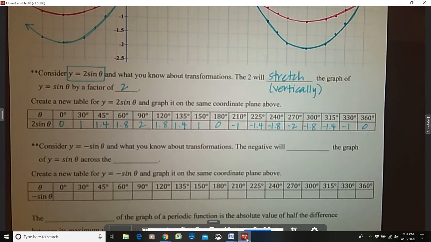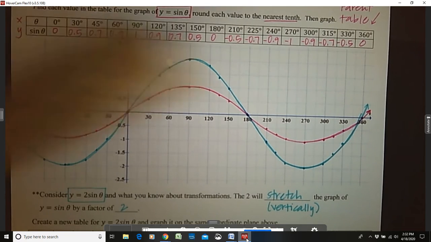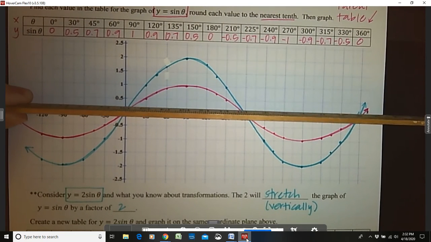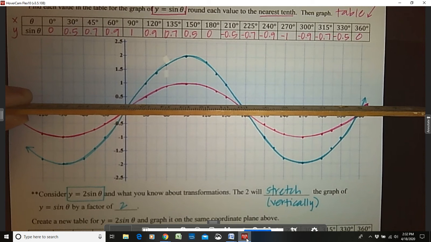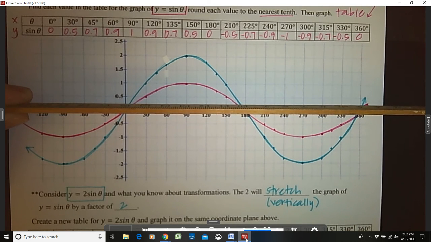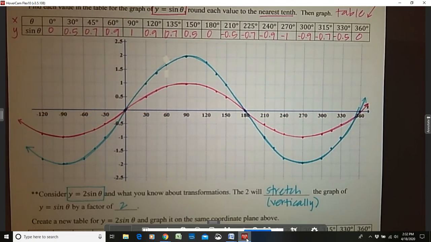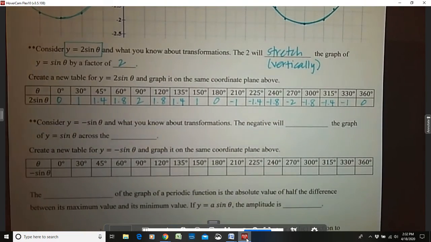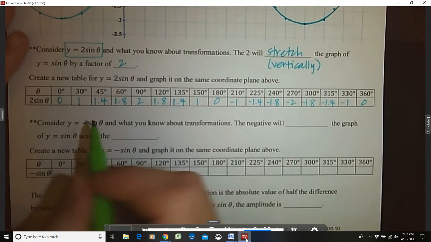All right. So again, if we look at our midline, or the line that goes right in the middle, it's still the x-axis that cuts our graph in half. So the equation y equals 0 for the midline. And we will write this in just a second. The last one we have here is we are going to consider y equals negative sine theta.